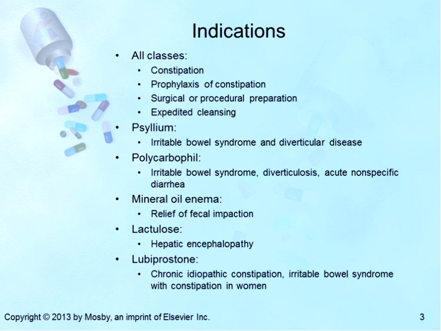Indications: all classes are indicated for constipation and prophylaxis of constipation. Polyethylene glycol or GoLytely, sodium phosphate enema, and magnesium citrate are all used for surgical or procedural preparation. Saline expedites cleaning of the body's toxins or parasites. Psyllium is used for irritable bowel syndrome and diverticular disease. Polycarbophil for irritable bowel syndrome, diverticulosis, acute nonspecific diarrhea.